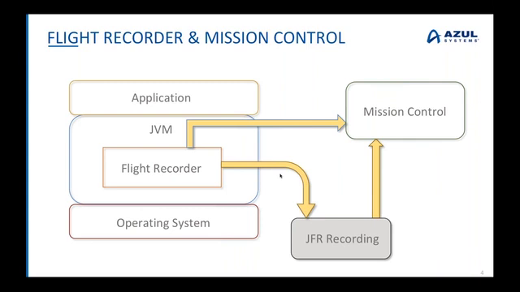The information that the Flight Recorder gathers can be handled in one of two ways. If you want to, you can create a recording of that and write it to disk, so you can create a file which contains all of the information. Alternatively, you can take that information in effectively real time as the application is running, as the JVM is doing its work, and feed that into Mission Control. And Mission Control, as you can see, can either take the live data from Flight Recorder or read the information from a previous recording.